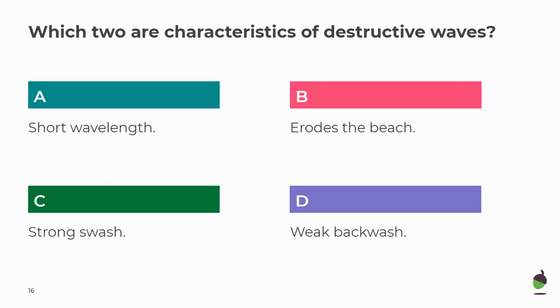Your turn. Which two are characteristics of destructive waves? You've got 4 options. A, they do have a short wavelength and they erode the beach. So C and D are the incorrect answers, but let's see if you can help me turn those into correct characteristics for a destructive wave. Destructive waves have what type of swash? A weak swash, well done. But their backwash is strong. You've got it, well done.